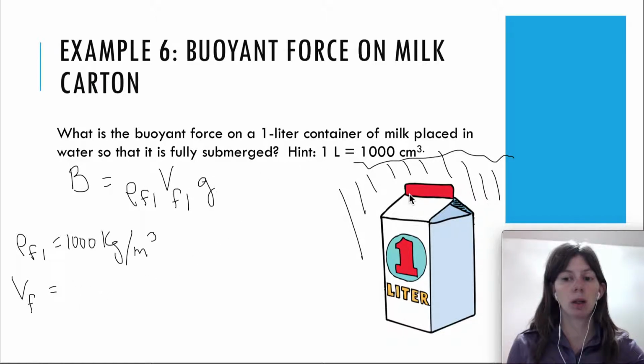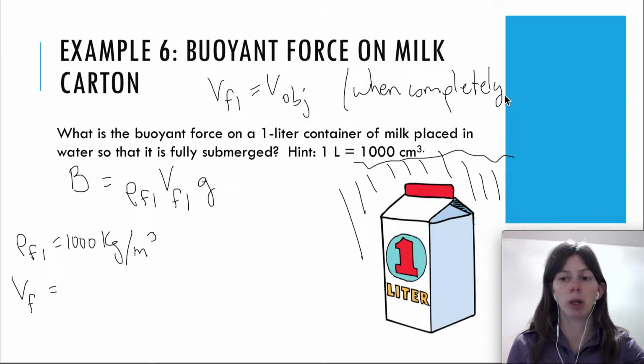Well, if it's a 1 liter carton of milk, it's going to displace 1 liter of water. So when an object is completely submerged, V fluid is going to equal V of the object, right? When completely submerged. I'll write that down. I think this comes up a little bit later, but it's nice to have it written down already. Okay, so we are given that it's 1 liter, and we are given the conversion that it's equal to 1,000 centimeters cubed.